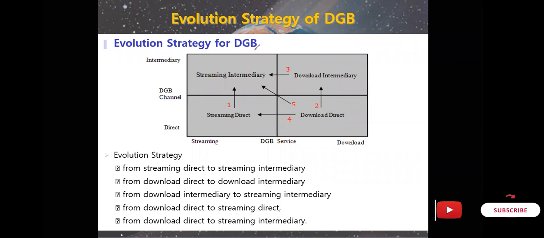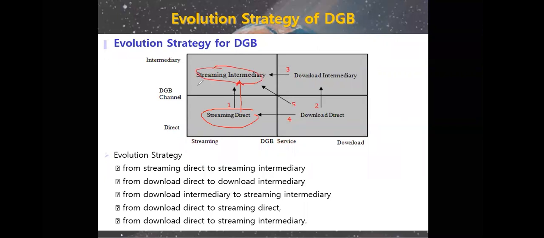So if it is streaming, I will move to streaming intermediate. Why? Because I want to earn more profit, right? The intermediate will not go to the main owner. This is not the trend. Usually, as I told you, the water flows from low profit to high profit, right? So that's why the strategy is going like this.